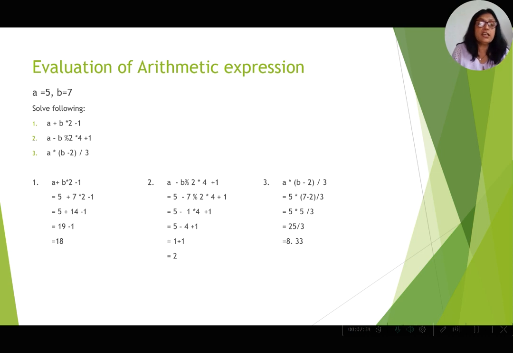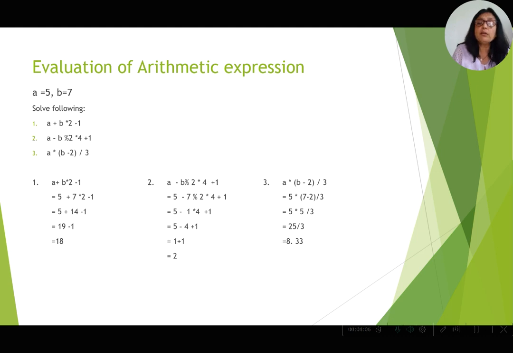We are solving three expressions here. The first one: a plus b into 2 minus 1. So which one is the higher priority here? Multiplication. So which one will we perform first? b into 2. Let's replace the variables with values. a is 5, b is 7. So which one will be solved first? 7 multiplied by 2, that is 14.